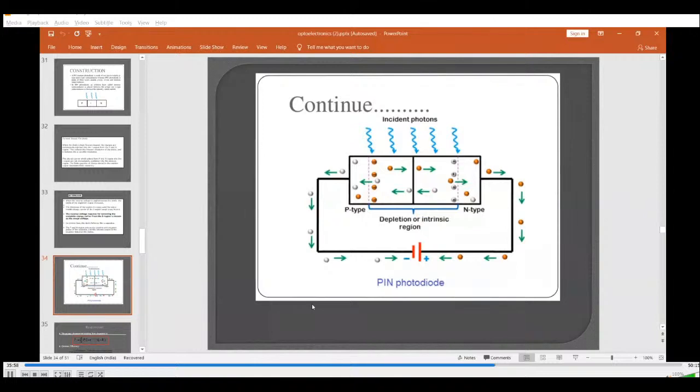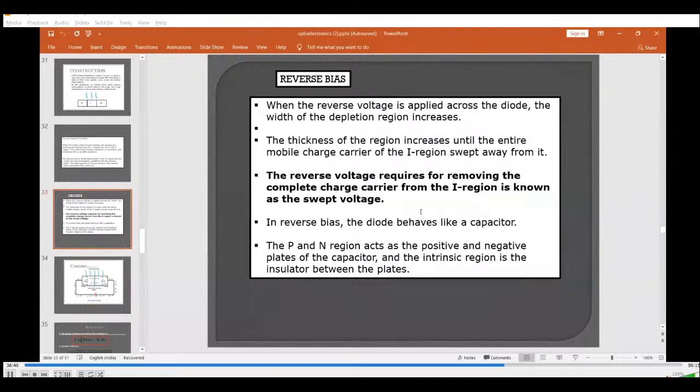So the length of this depletion region will be increased because the more voltage we apply over here, the more the charge carriers are attracted towards the applied voltage. So the length of the depletion region is almost equal to the length of the intrinsic region. So it is acting like a transition capacitance, like a parallel plate capacitor over here, with the intrinsic region acting like a dielectric. That is why we can say in the reverse biased condition, the PIN diode is acting like a constant capacitance or transition capacitance, which is denoted by CT.